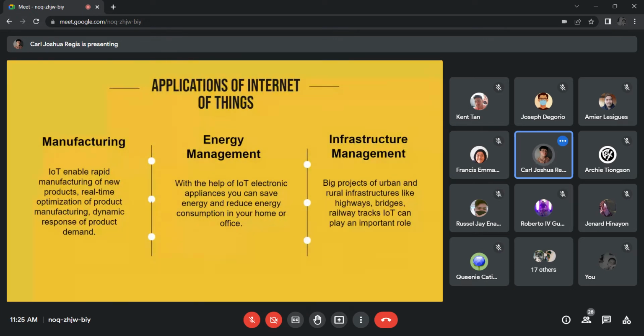Then infrastructure management, big projects of urban and rural infrastructures like highways, bridges, railway tracks. IoT can play an important role.